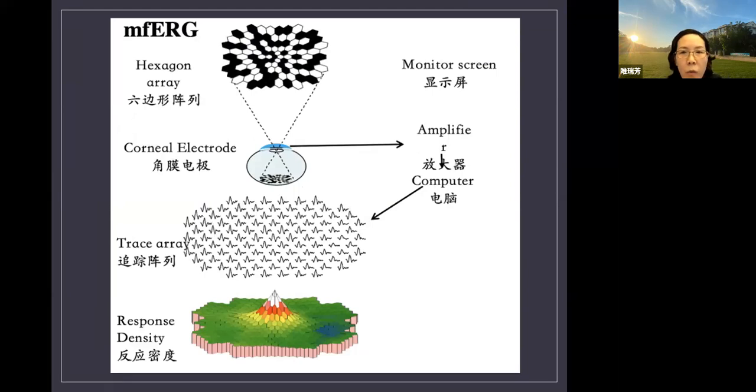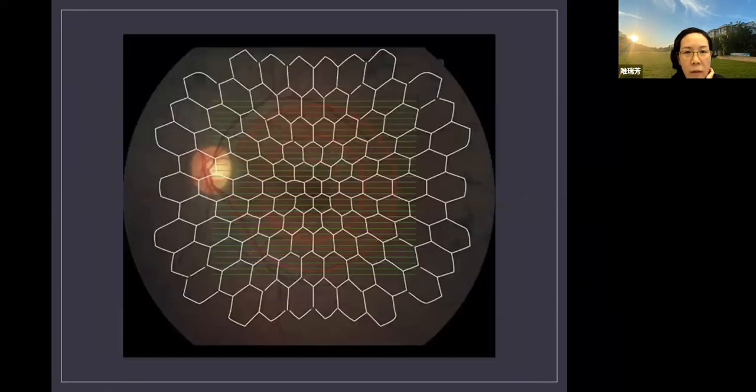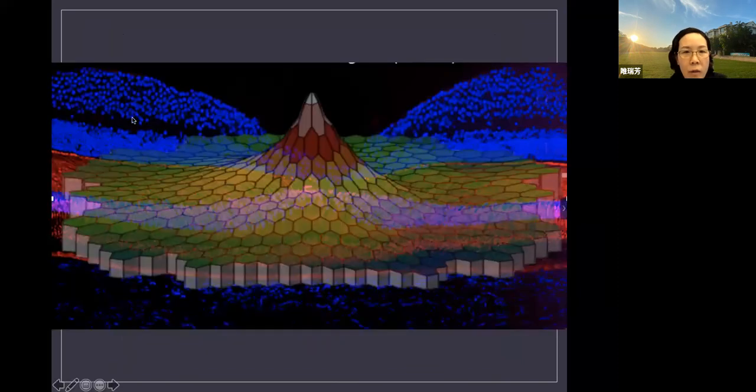Multifocal ERG. When we do multifocal ERG, we need to know we are recording this central part with retinal function. We can print both the retina view or a visual field view, and we can also put the overlay of the functional examination with our image examination.